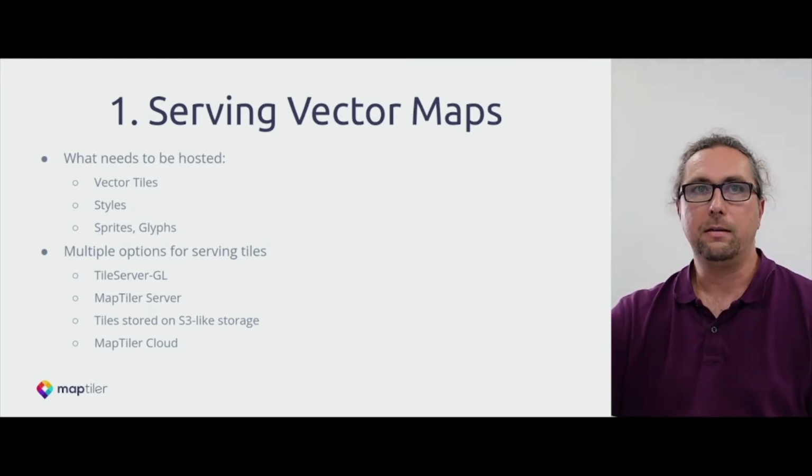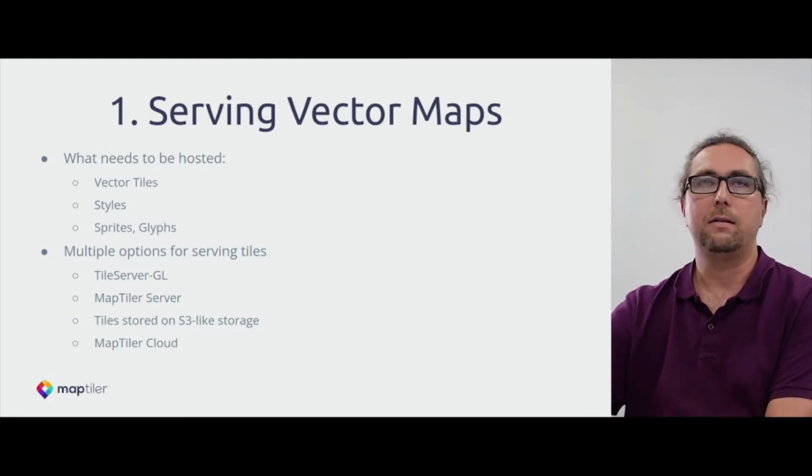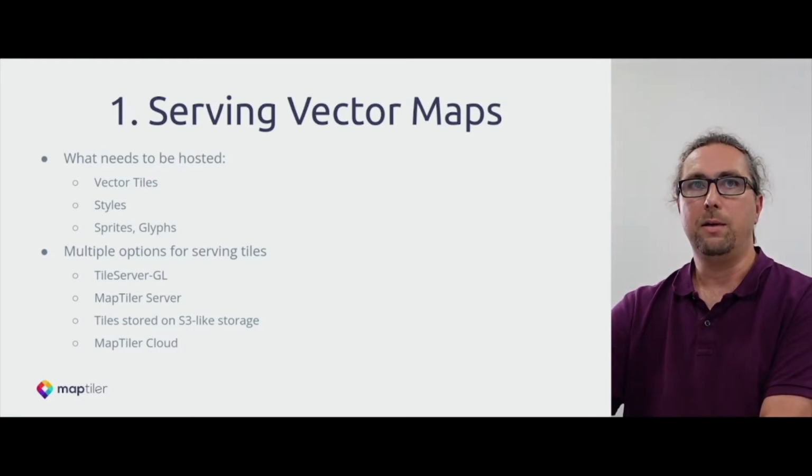Besides the style and source data, we also need to host sprites, which are map icons, for example hospital icons or public bus station icons, and glyphs, which are basically fonts. They are just pre-processed in PBF format so that OpenGL can render them.